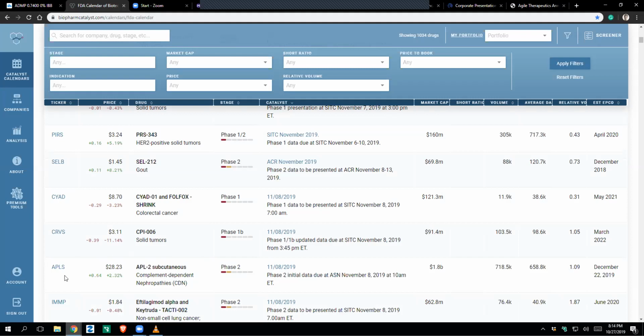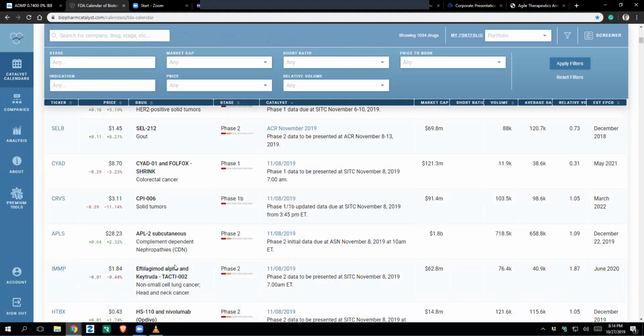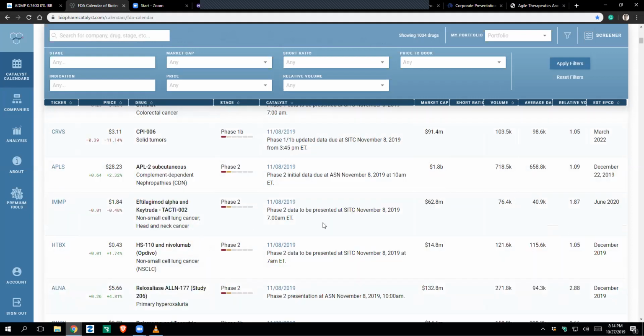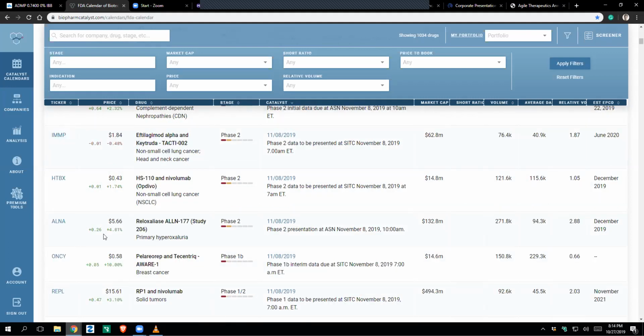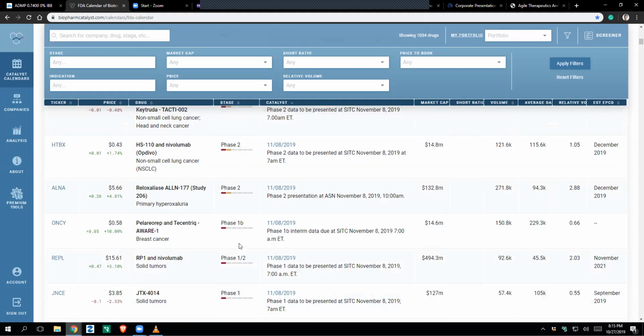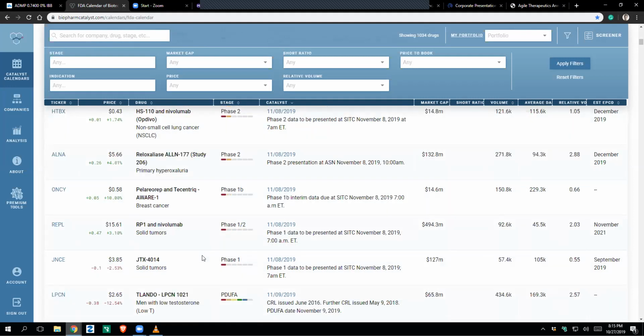APLS, this is another one I'm going to check. Complement company, complement dependent nephropathies, and we had a couple of buyouts recently. Phase two data, they're presenting at ASN, American Society of Nephrology, November 8th. I'm going to look at this one too. ALNA, this is another one I'm going to check. Primary hyperoxaluria. So this is another stock we owned in the service in the past. I think I wrote an article also last year, and then I sold it. So now they have this phase two data, American Society of Nephrology, November 8th. I'm going to check this one.